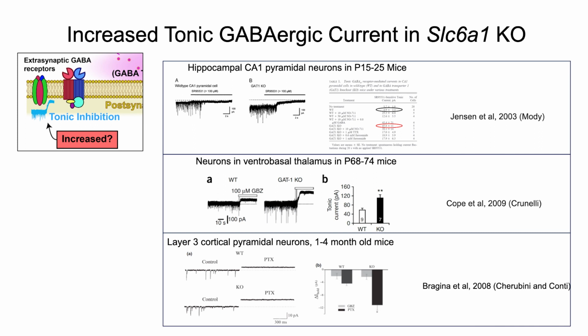First, I consulted the GAT1 knockout experiments. One very prominent finding in GAT1 knockout experiments is an increased tonic current in multiple brain regions. It's been found in hippocampus, in thalamus, and in cortex. This is a pretty small amplitude current that was found in the GAT1 knockout. So I looked for tonic current as well.